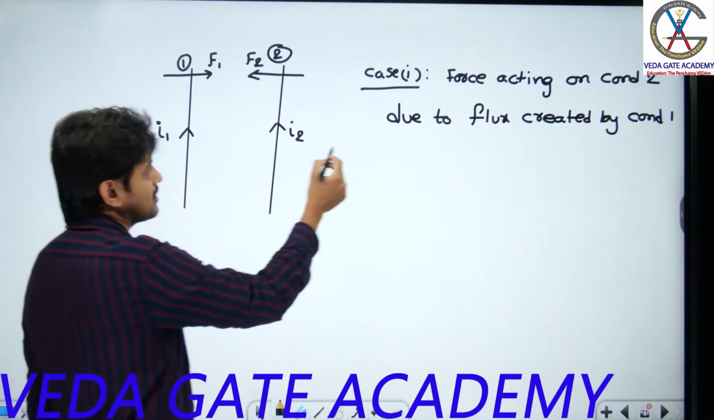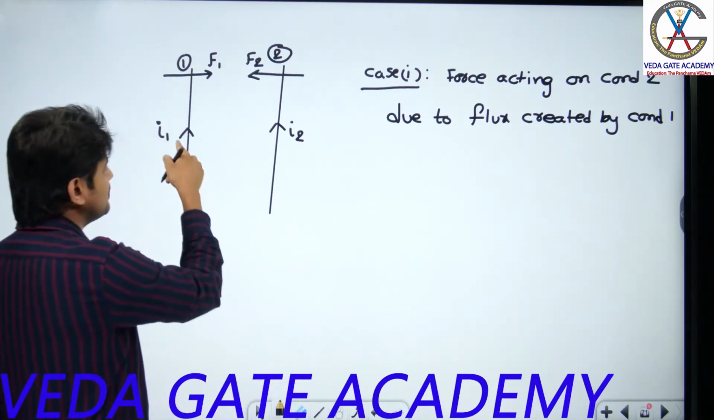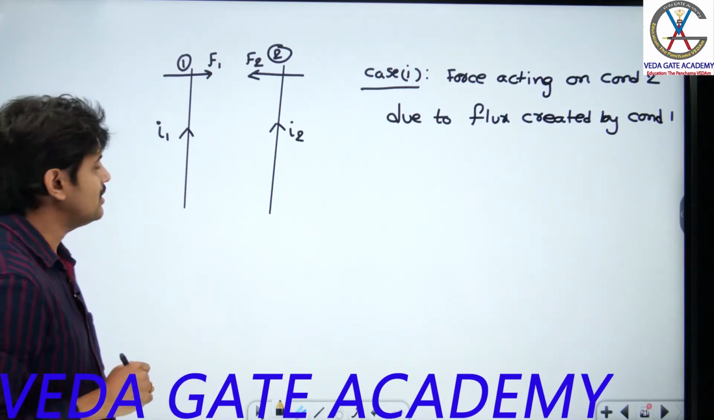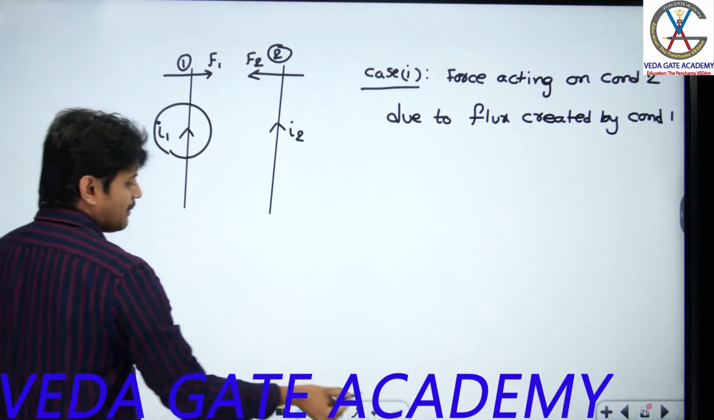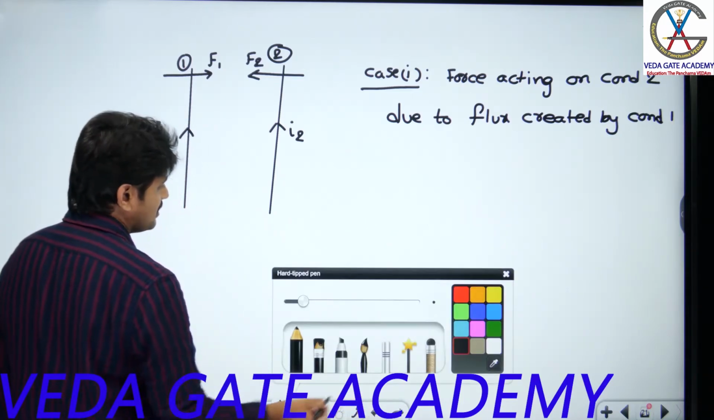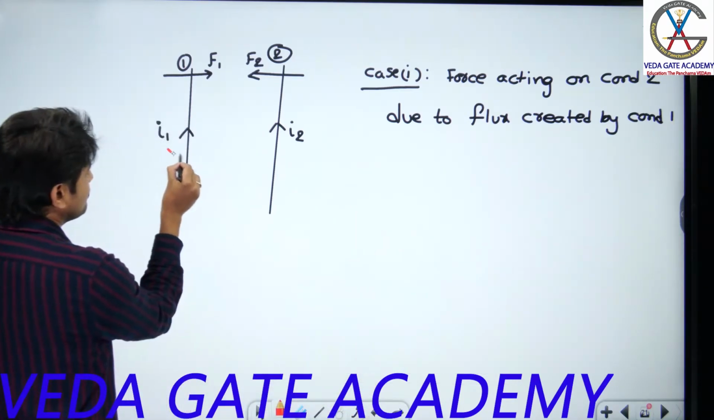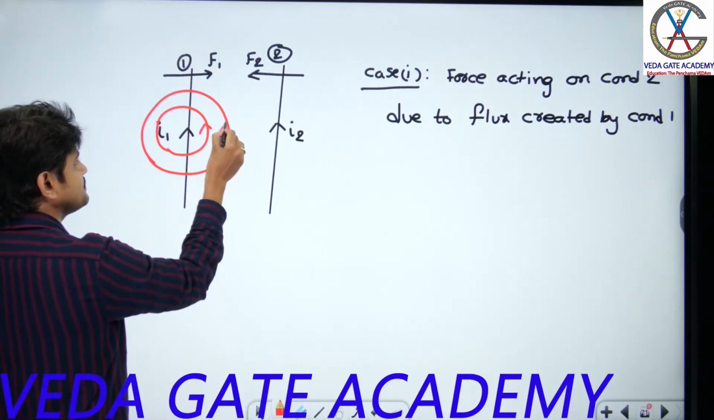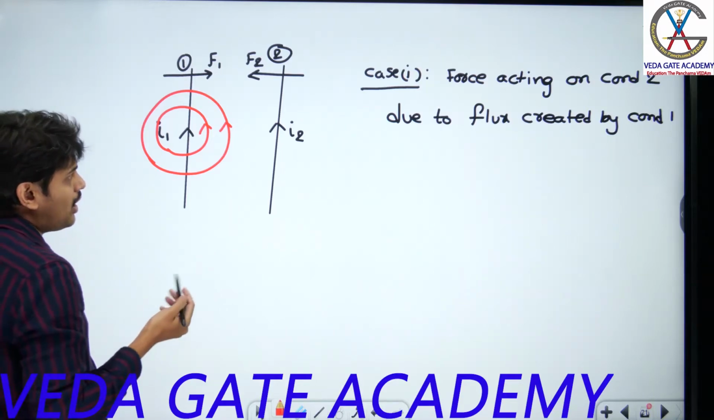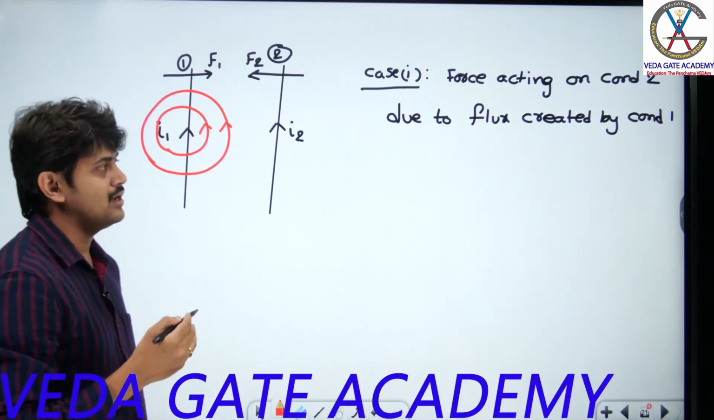How much force acts on conductor 2 due to flux created by which conductor? Conductor 1. So the moment I allow the current around this particular conductor, magnetic flux lines will be produced around it, and if you apply the right hand thumb rule, this is my direction of magnetic flux lines. Yes or no? Now we already know how to calculate the force acting.